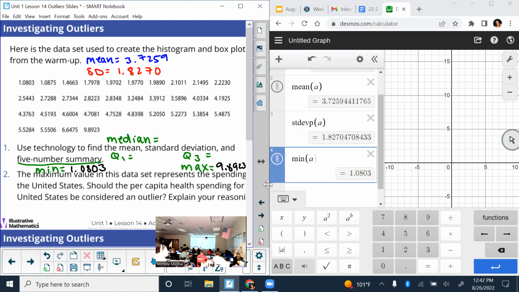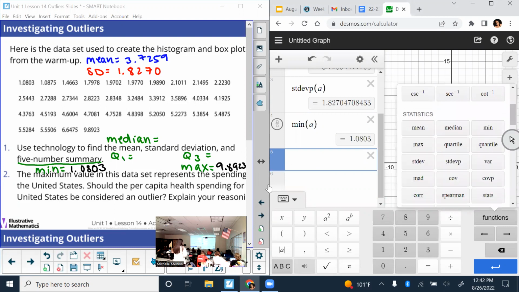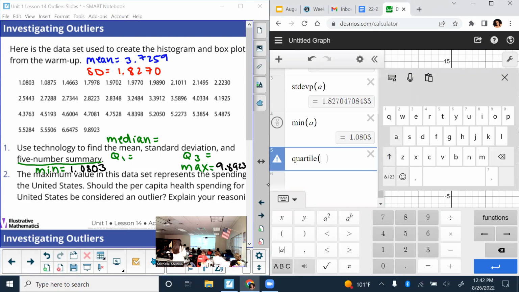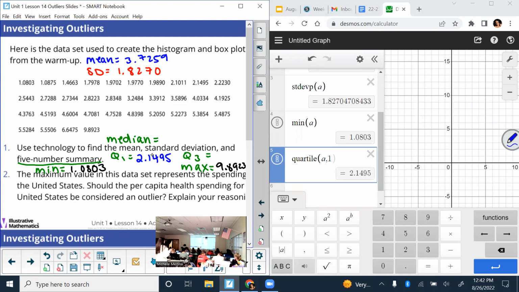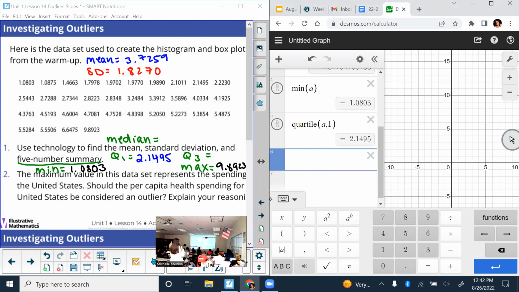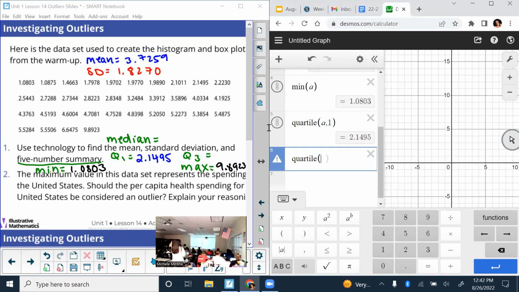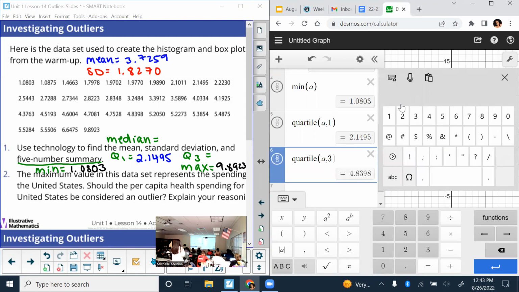Q1, what did you guys get? So that one, you press quartile, make sure you don't press quantile, we're talking about quartiles. And then those ones enter a little bit funky, like I need to put an A there, but then nothing pops up, so what do I do? Comma, and then whatever quartile you're trying to find. So if I'm trying to find the first quartile, I'll put A, 1, which is 2.1495. Do the same for quartile 3, and I'm going to put them all in separate boxes because you'll see why later. Quartile, lowercase a, to find quartile 3, should have been 4.8398.